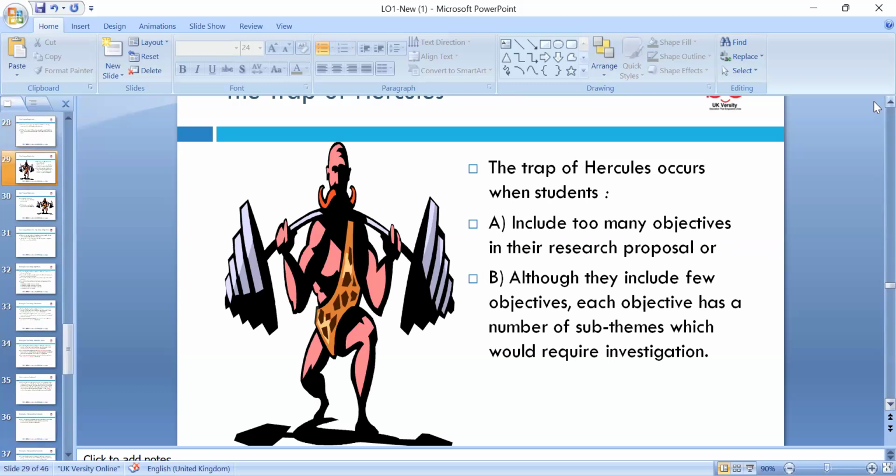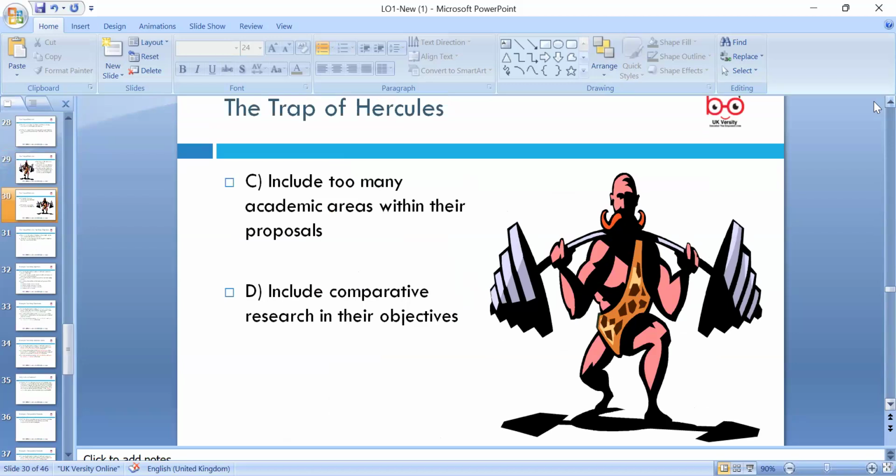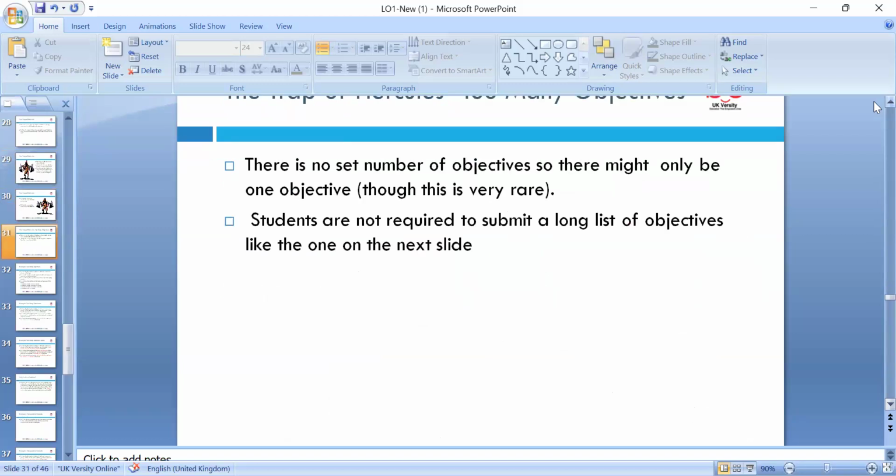Yes, for example, we mentioned service quality and customer satisfaction within the fast food industry. But maybe we can narrow down to just McDonald's, KFC, or any others. Then we can look at a number of sub-themes, for example in HR, various themes. Maybe you're just looking at the performance appraisal system within the organization. Are you comparing different performance appraisal methods? Okay, that can be comparative research, and there is no set number of objectives, it might be only one objective. That is very rare. The student is not required to submit a long list of objectives.